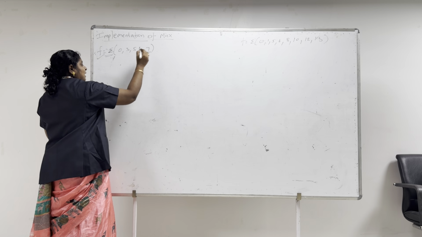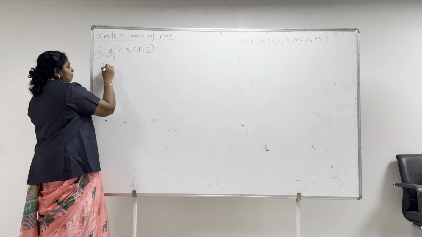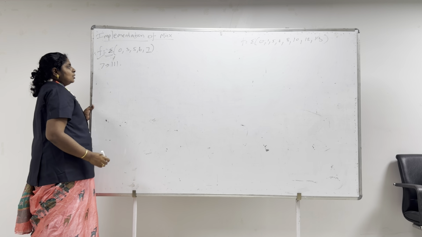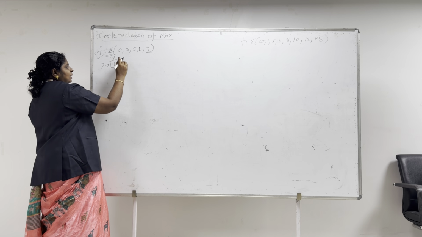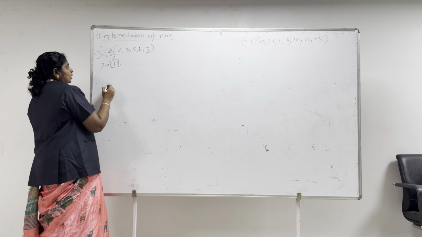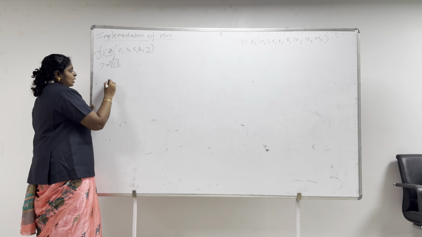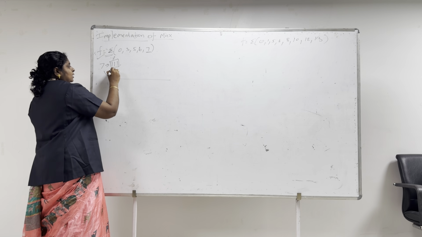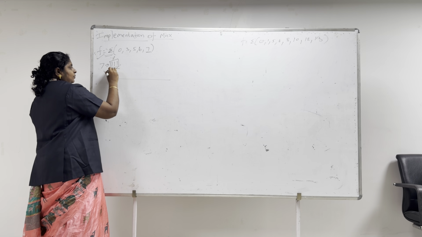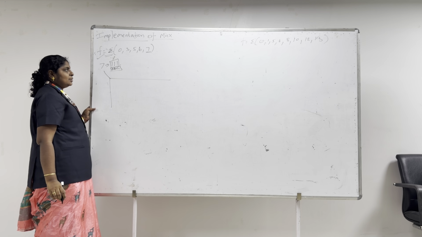So here the maximum number is 7. The binary equivalent of 7 is 111, which means 3 bits. So 3 bits is nothing but the select lines over here. Therefore I am taking them as A, B, C, 3 bits.